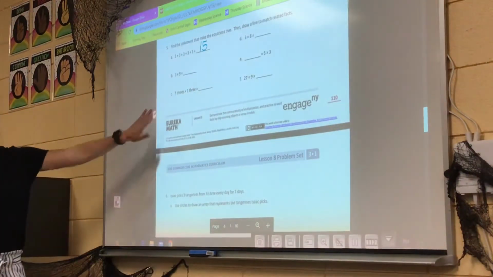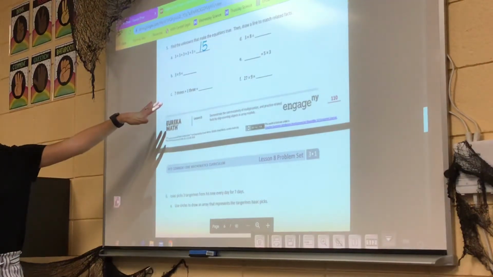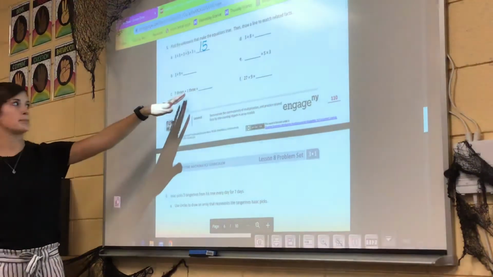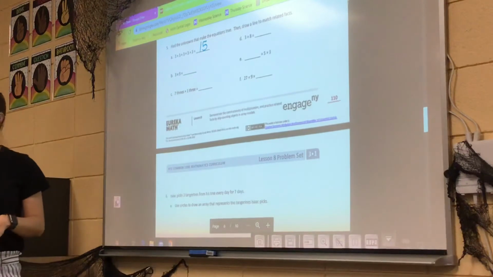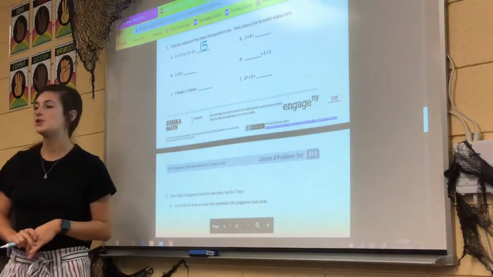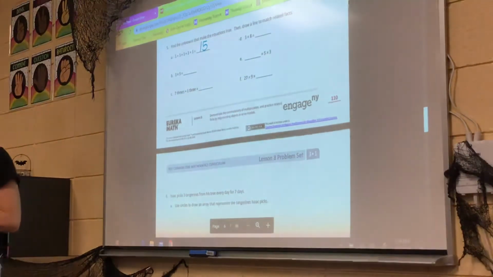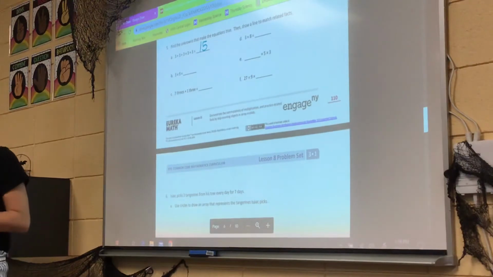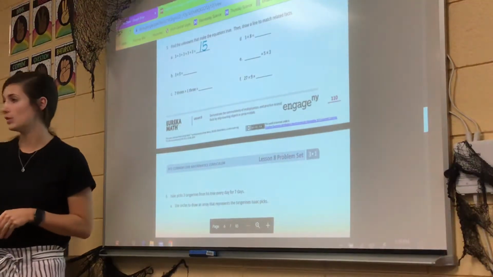What about C? C says 7 threes plus 1 three. Wait, do I put 8 threes or do I put the number? Thomas says, do we put 8 threes or do we put the number? We put the number. We put what it equals.